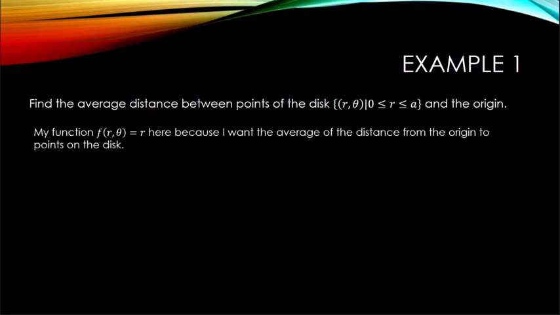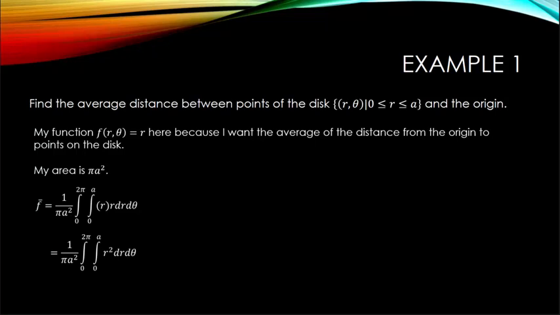My function f of r theta is r because I want to compute the average of the distance from the origin to all of the points on the disk. My area is pi times a squared because that's the area of a full circle of radius a. So my average value will be 1 over pi a squared times the integral from 0 to 2 pi times the integral from 0 to a of r times r dr d theta. This gives me 1 over pi a squared times the integral from 0 to 2 pi of the integral from 0 to a of r squared dr d theta.